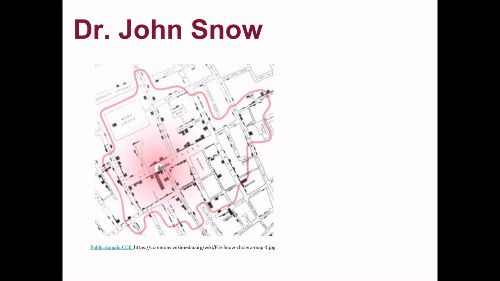Snow mapped the households of the people who died and noticed that they were nearer to the water pump on Broad Street. He also noticed that there was a workhouse that had 550 inmates, but barely any deaths, but they had their own water well. Although the cholera epidemic was probably lessening at the time, Snow convinced authorities to take the handle off the pump on Broad Street, and the number of deaths did decline.